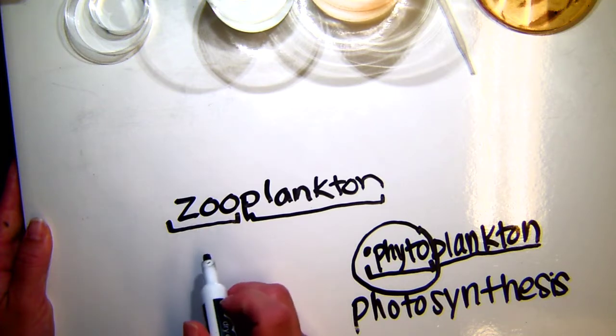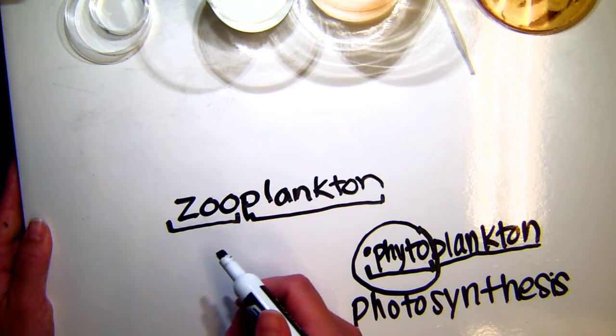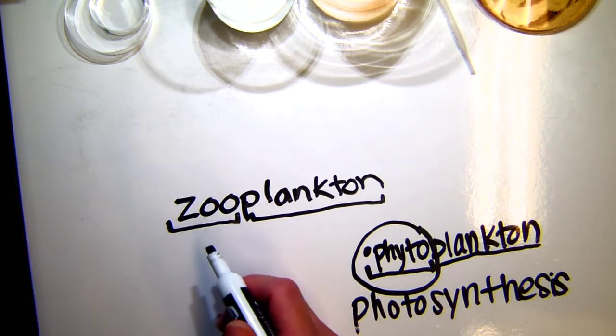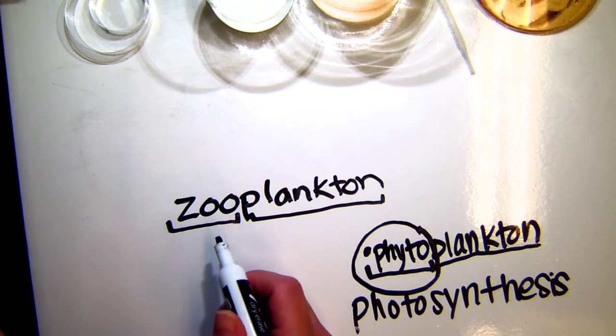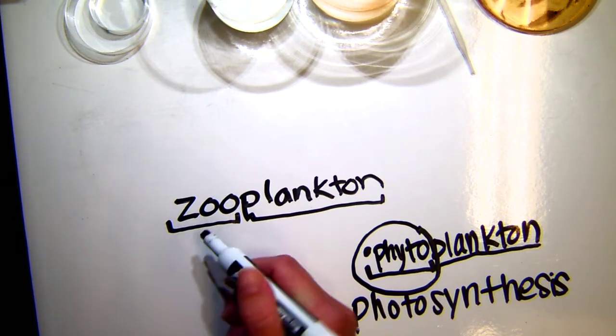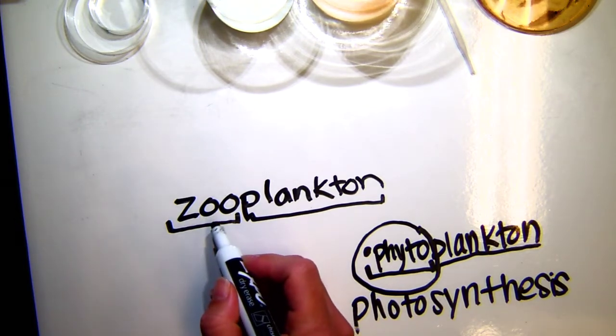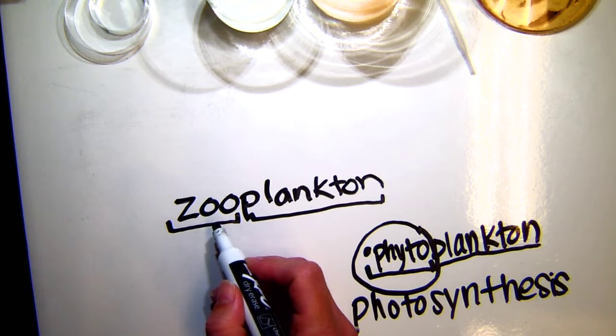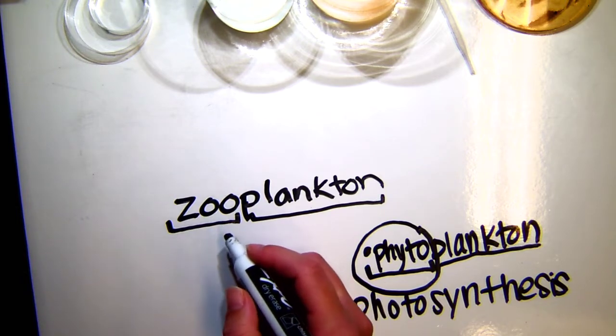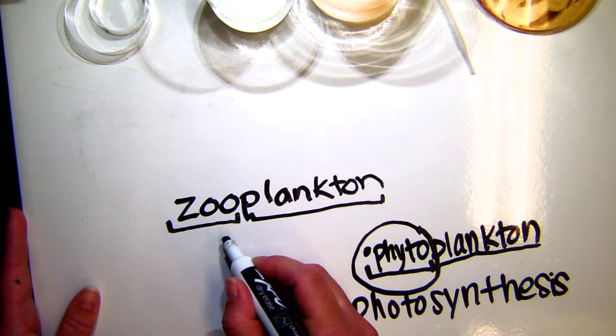Maybe going to the zoo, seeing some animals, giraffes, elephants, things like that. Well, unfortunately, there are no plankton that are giraffes and elephants, but zooplankton is actually animal plankton. So one of my favorite animal plankton is a copepod.